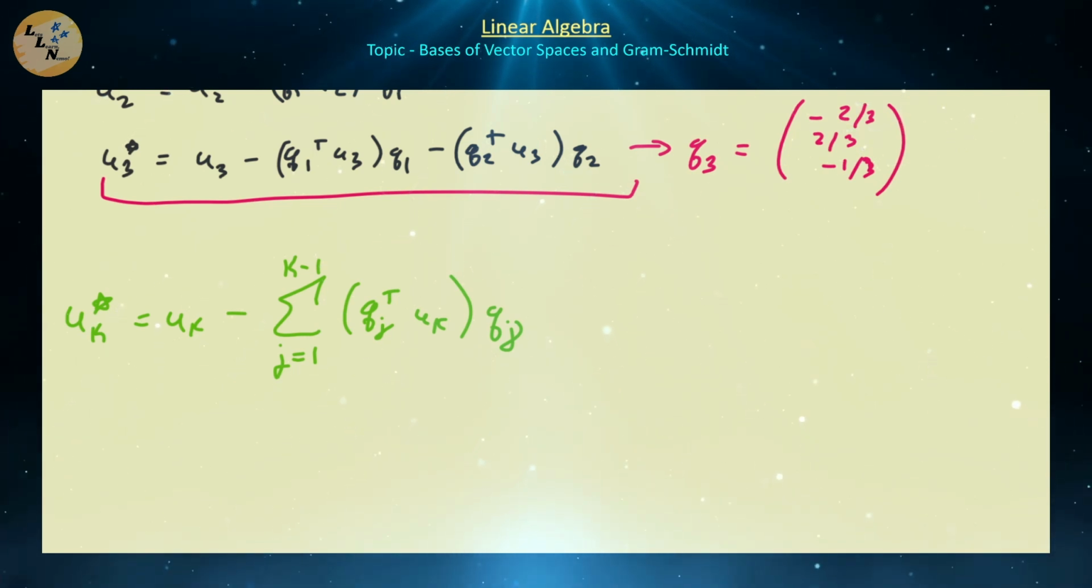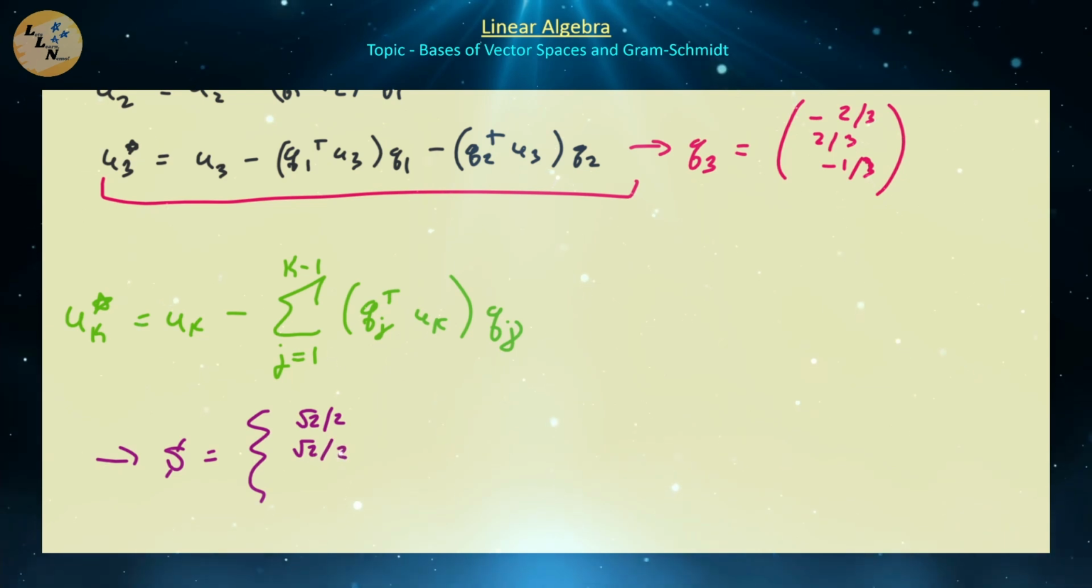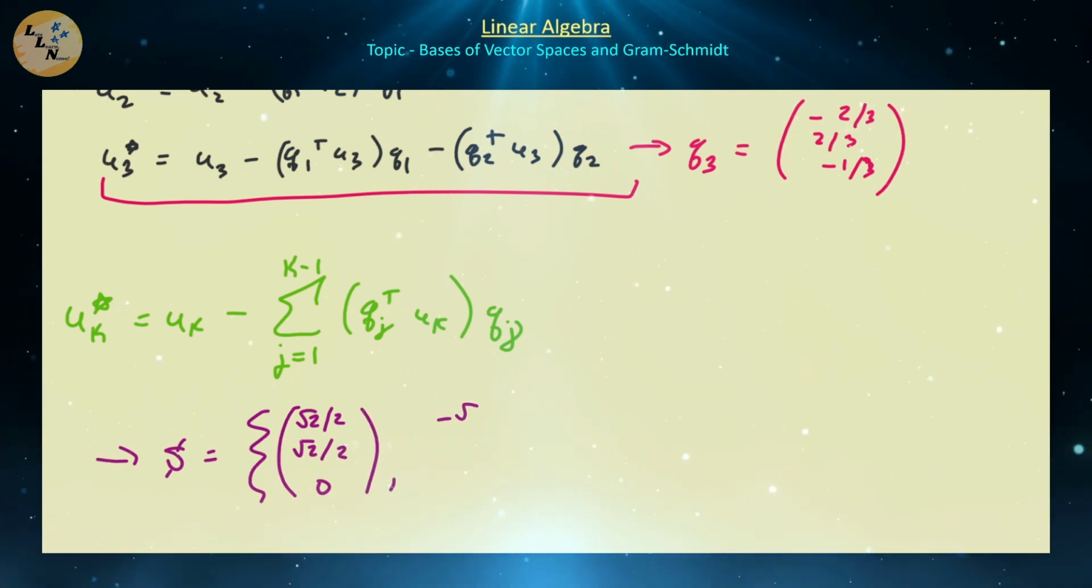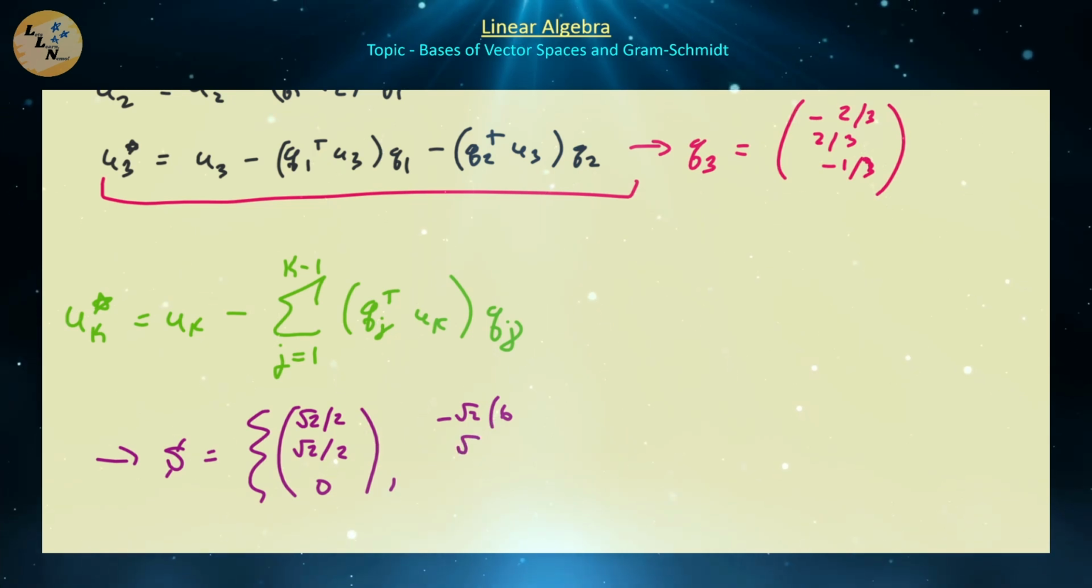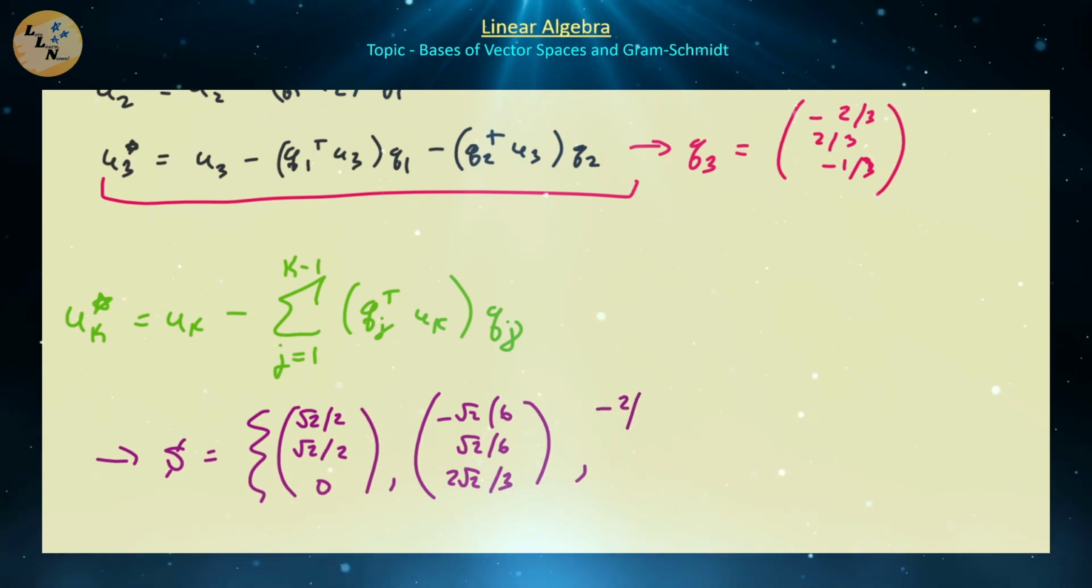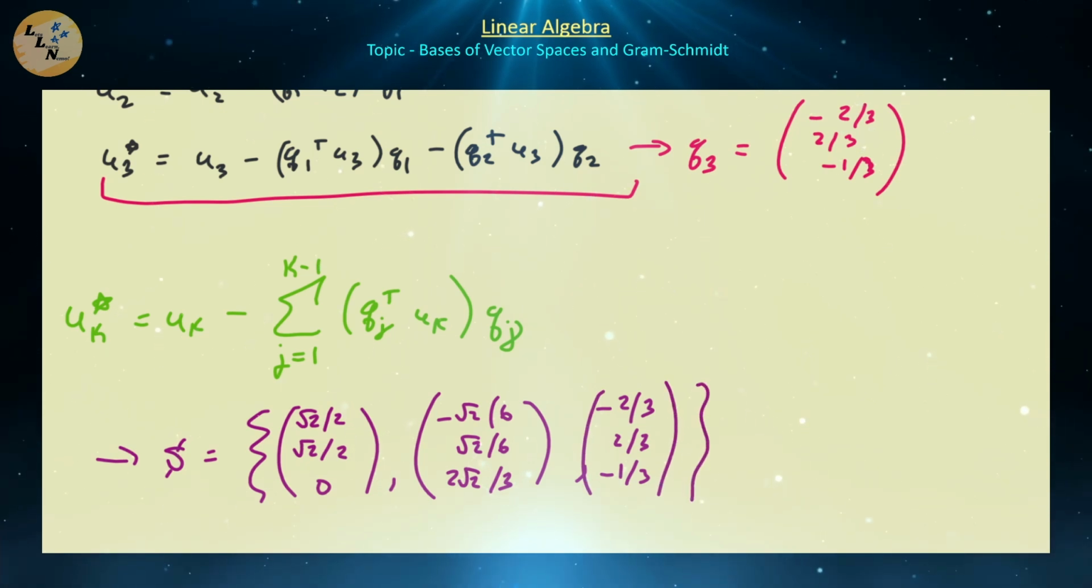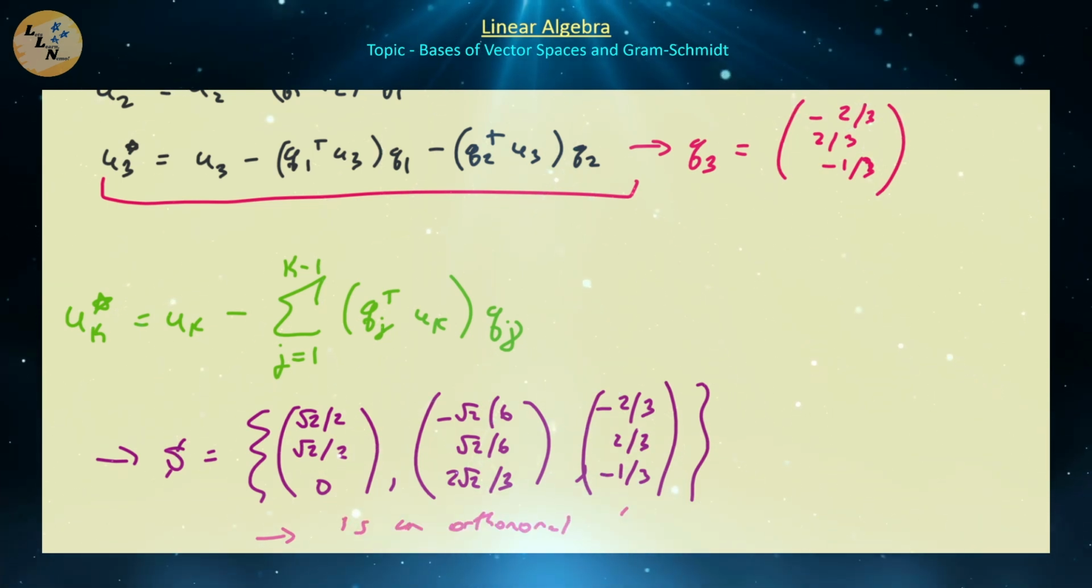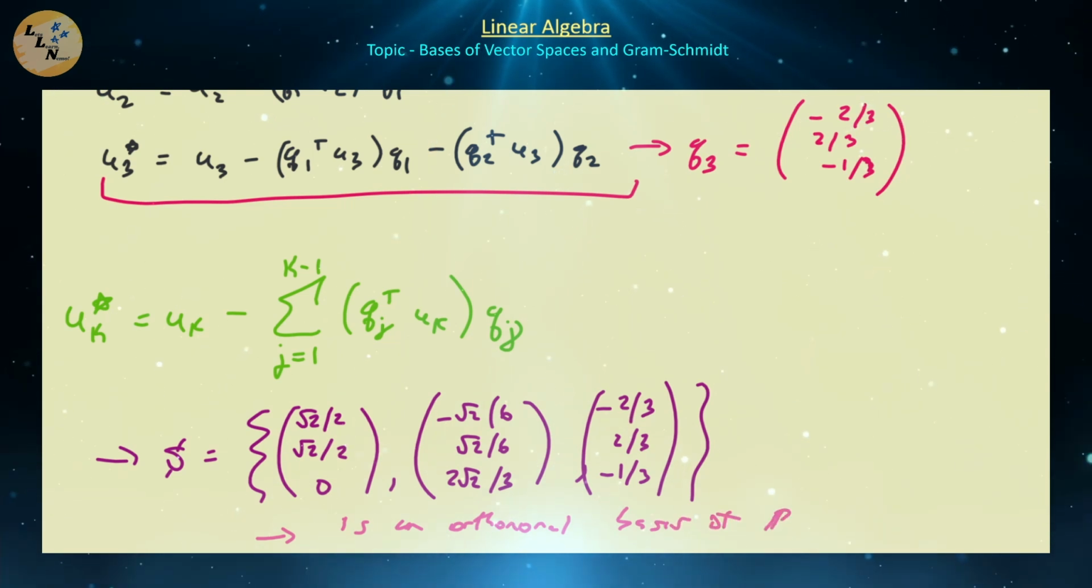So for our particular example, we have built from the original set the following set: root 2 over 2, root 2 over 2, 0; minus root 2 over 6, root 2 over 6, and 2 root 2 over 3; and minus 2 over 3, 2 over 3, minus 1 over 3. And one should be able to verify that this is an orthonormal basis of R3 as designed.